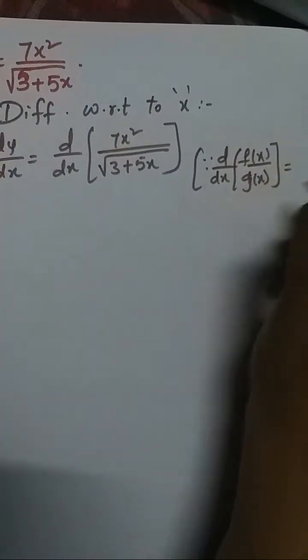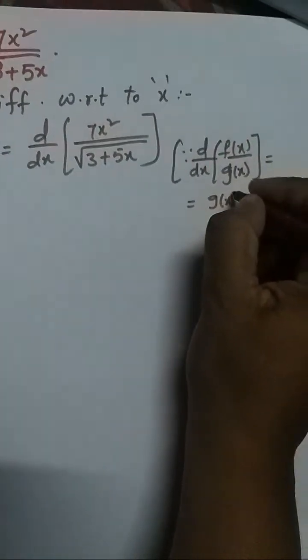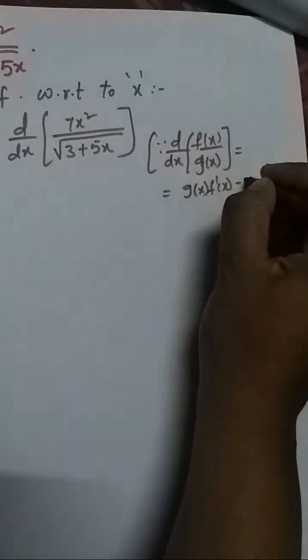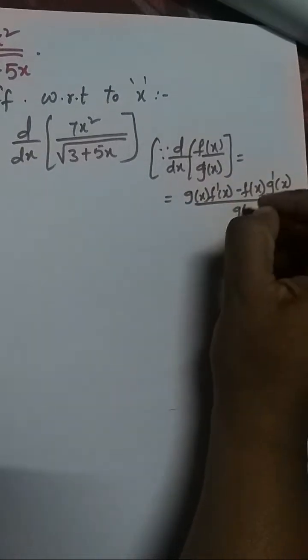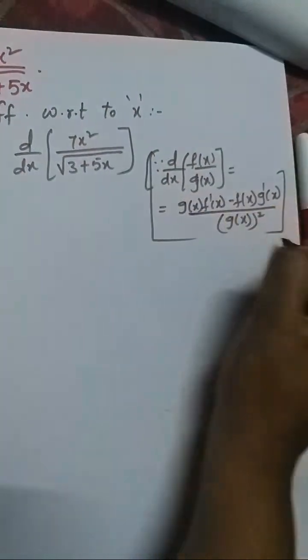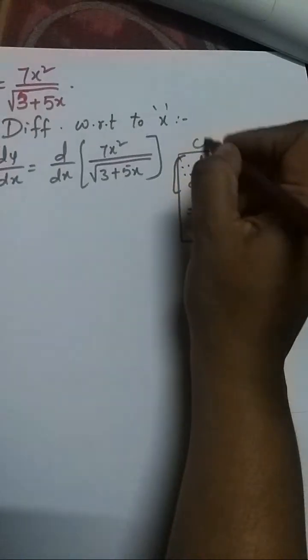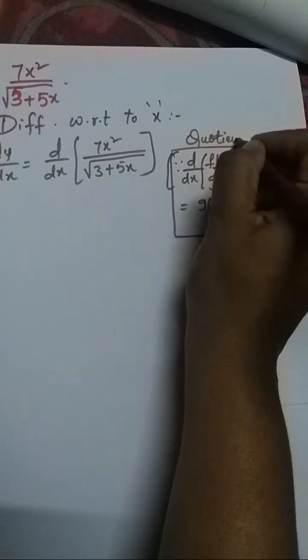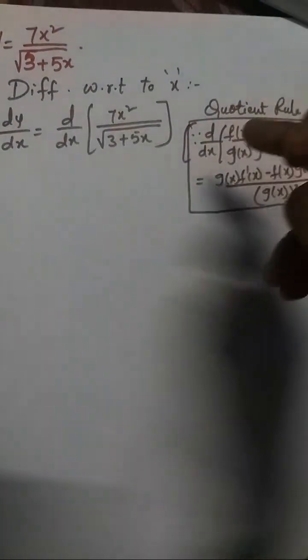What is it? The derivative of f of x by g of x is g of x into f dash of x minus f of x into g dash of x, by g of x whole square. This is the formula. This is the quotient rule. Here I am going to apply it now. This is f of x by g of x. When two functions are in division form, the quotient rule is applied here.